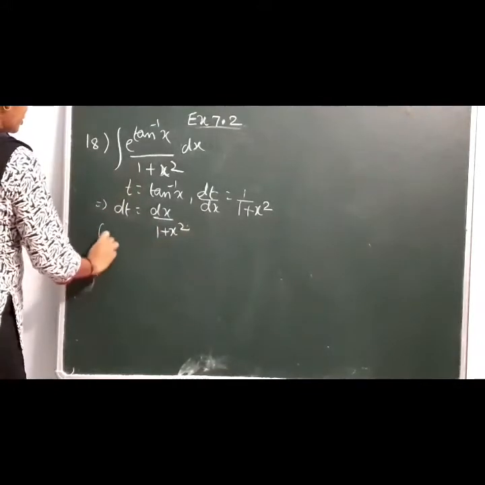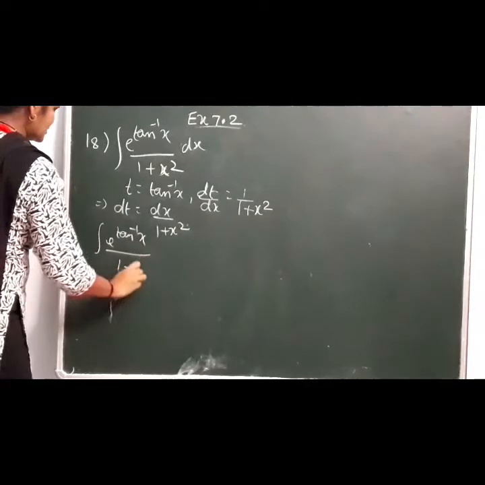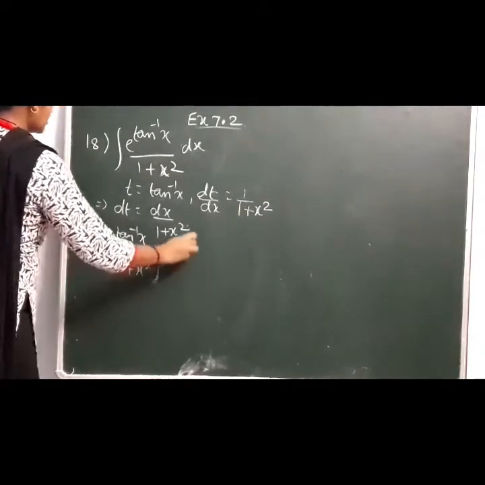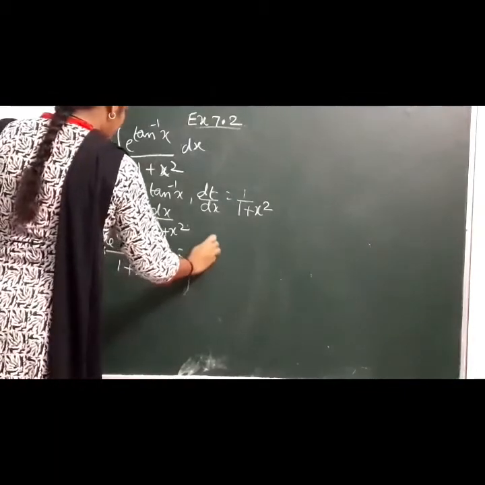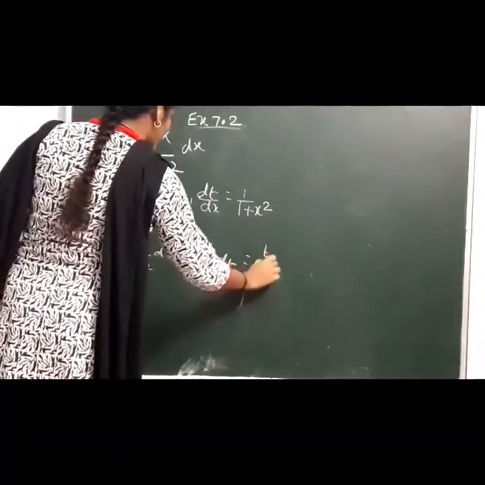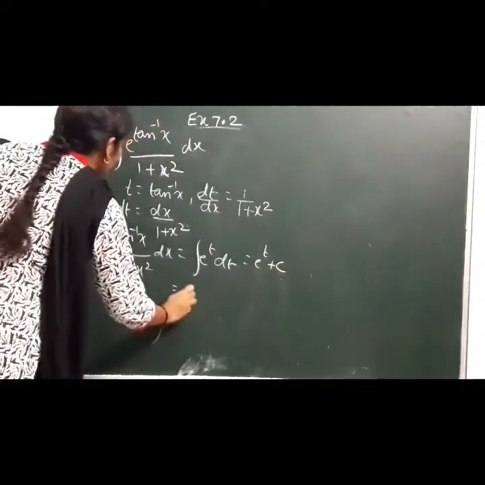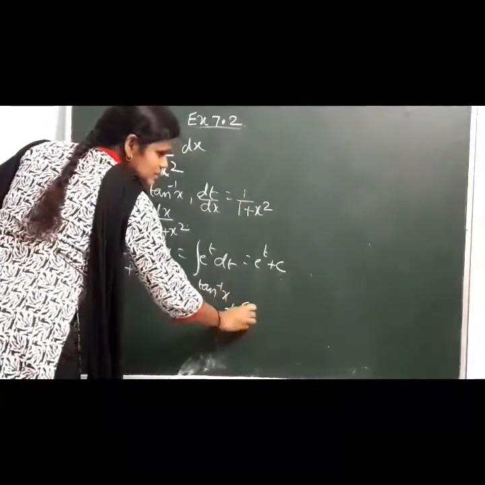So the function becomes e to the power of tan inverse x upon 1 plus x square dx. So dx upon 1 plus x square is equal to dt, and we get e to the power of t dt. So now what will we get? e to the power of t plus c. So its answer will be e to the power of t, meaning e to the power of tan inverse x, plus c. This is the answer.